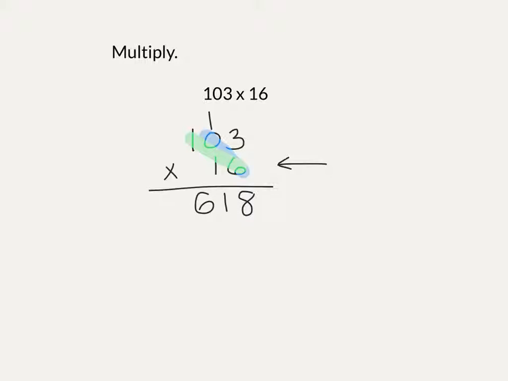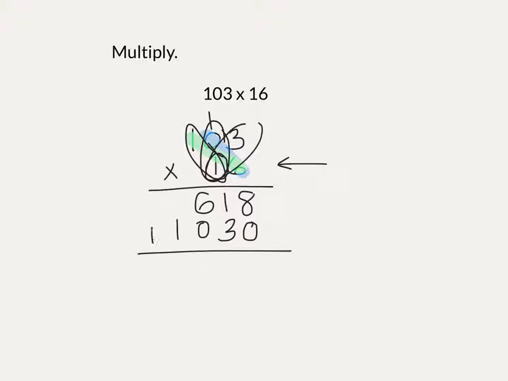Now we need to multiply the 1 in the second number by every number in the top number. In order to do that, you'll need to place a 0 as a placeholder underneath the value that we just found, and then we'll multiply the 1. So we have 1 times 3, which is 3, 1 times 0, which is 0, and 1 times 1, which is 1. Next, we'll add these values together.